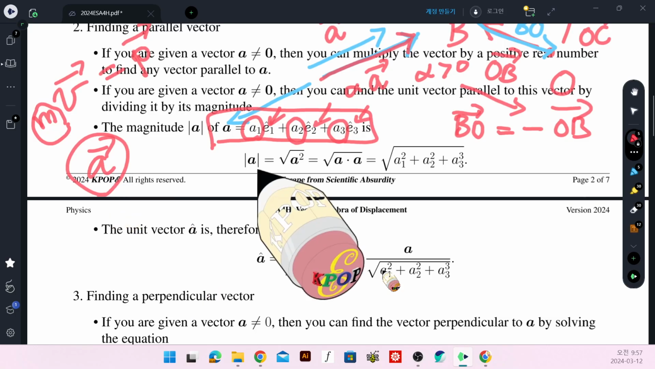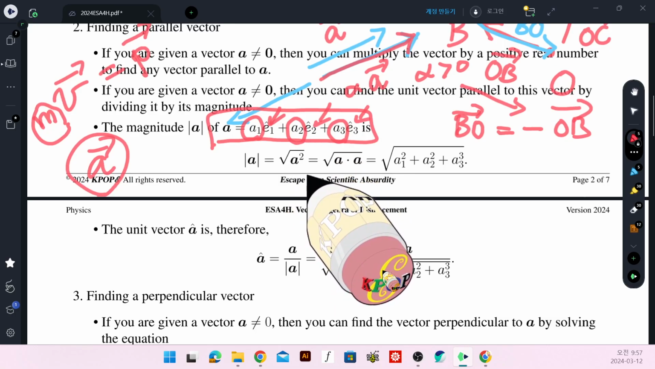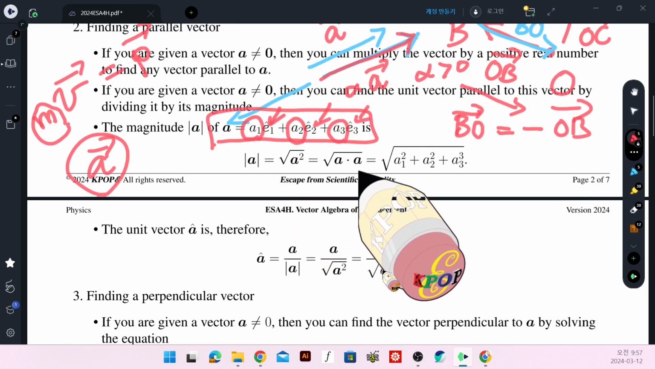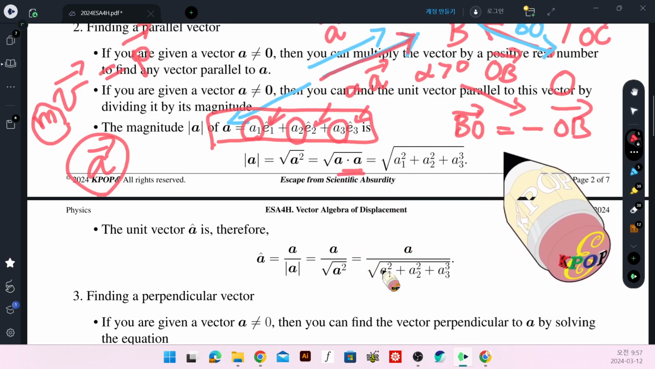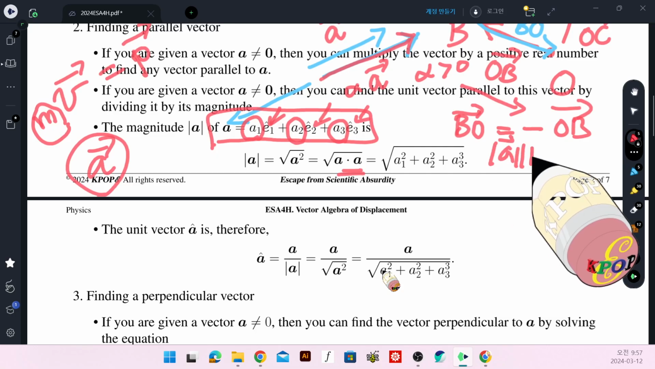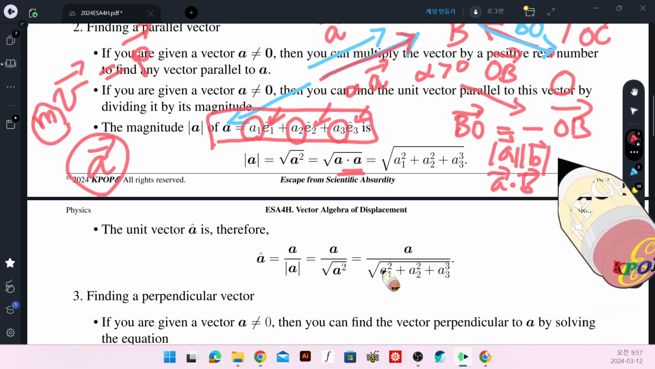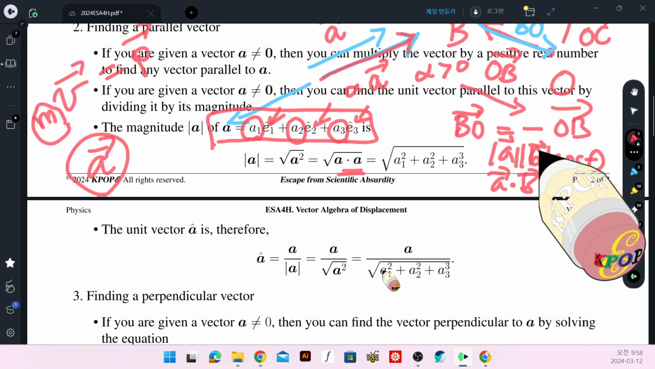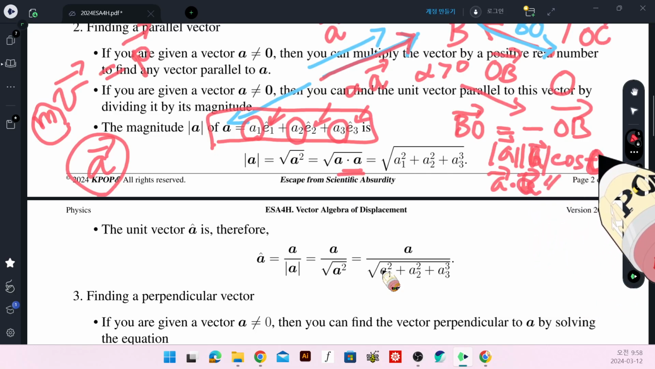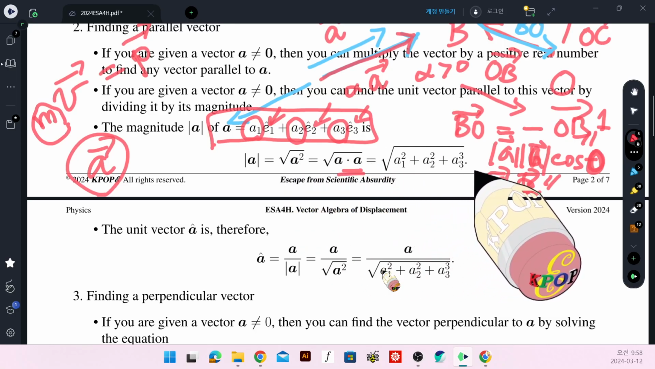Anyway, the magnitude of the vector is defined by the square root of A dot A. A squared, vector A squared, is defined by the scalar product with itself, and we know the scalar product A dot B is the magnitude of A times the magnitude of B multiplied by cosine theta. Because B is replaced with A, it is cosine 0, and that cosine 0 is 1. So A dot A is nothing but A1 squared plus A2 squared plus A3 squared.